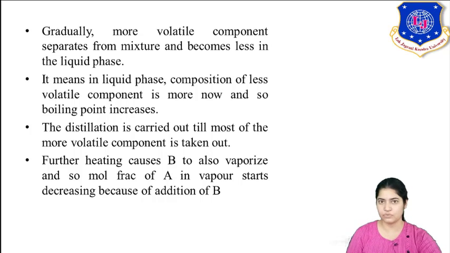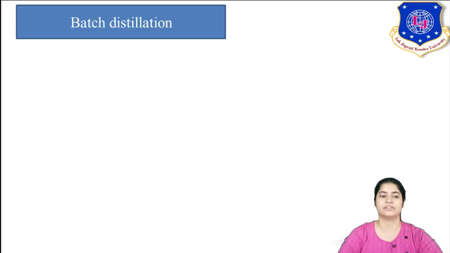B is the less volatile component, but I am increasing the temperature because I have to generate more and more vapors. If I continue this process, B will start to vaporize. So in the vapor phase, with A, B will also start coming. Initially A was very high in the vapor phase, so its mole fraction was high. Now B is also coming into the vapor phase. So the mole fraction of A in the vapor phase will decrease. That is the way your process takes place.